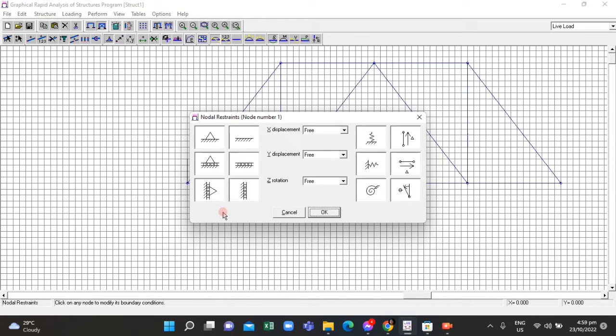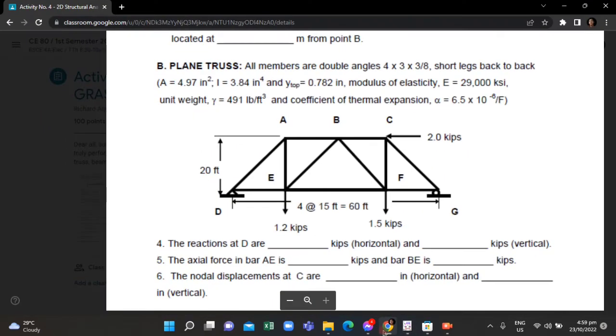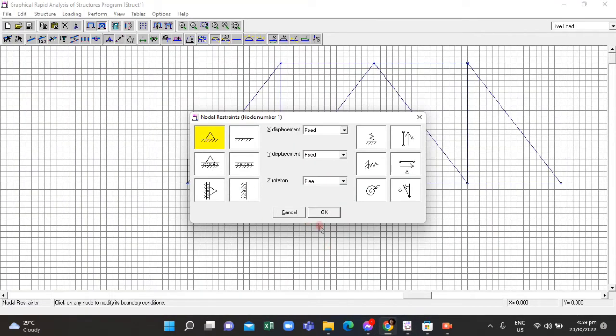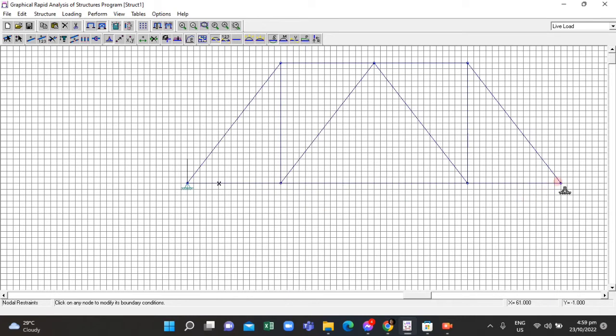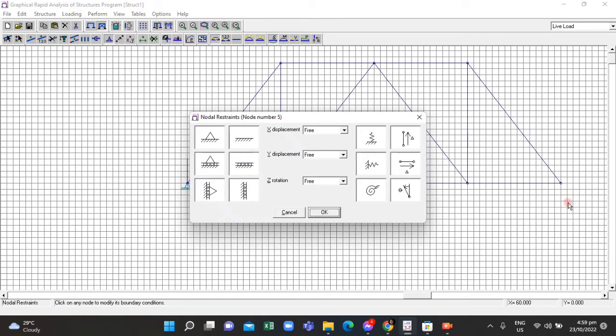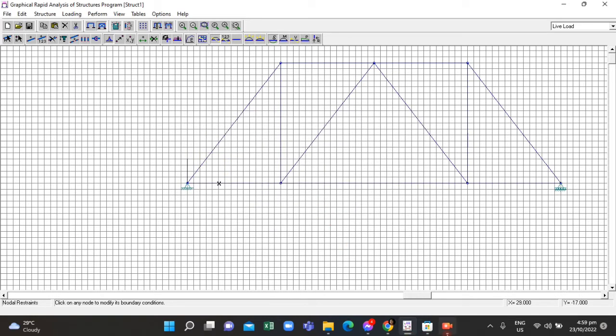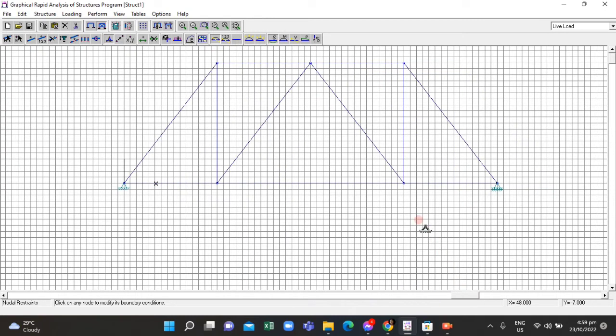So this portion, the supports here are pin supported. I'm gonna just add, okay. And the other side at point G, so I'm just gonna add a roller support. So roller support, and I click OK. And so this is our structure, and then we're going to add the loads, or the point loads. Actually, the loads here are only point loads. I'm gonna add point loads here.